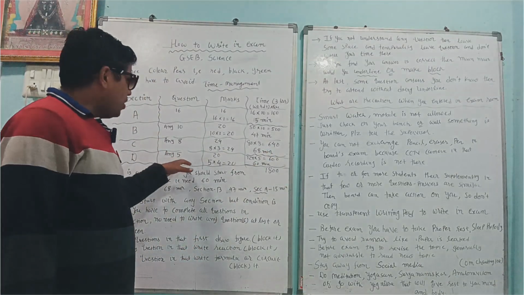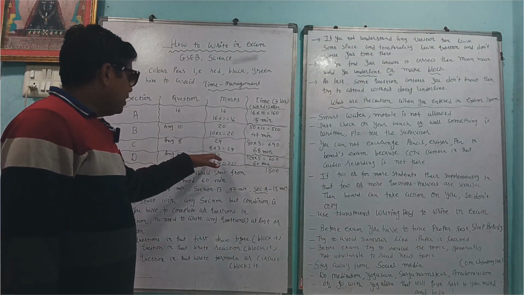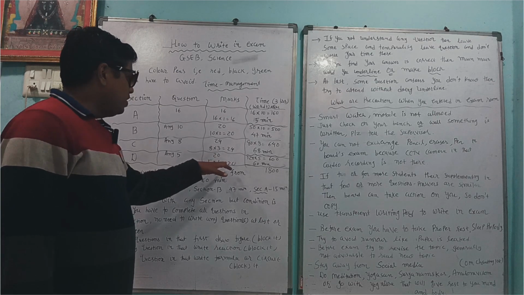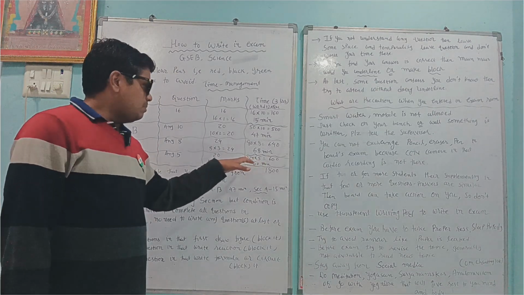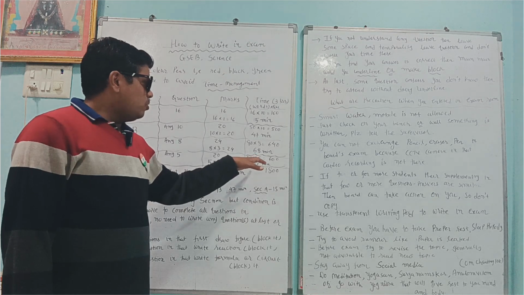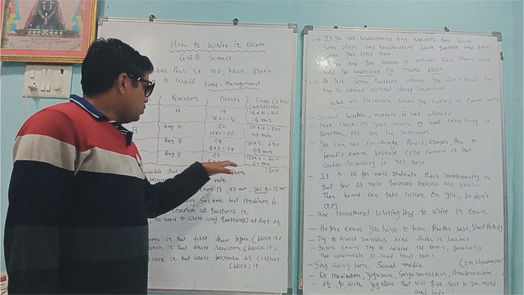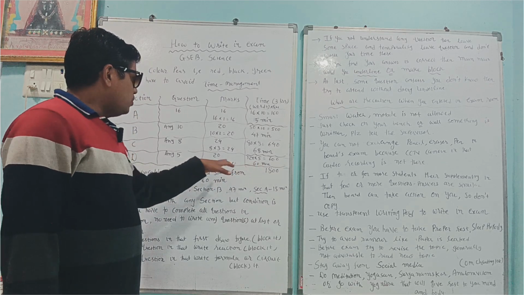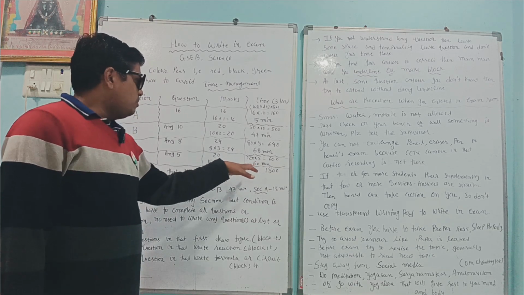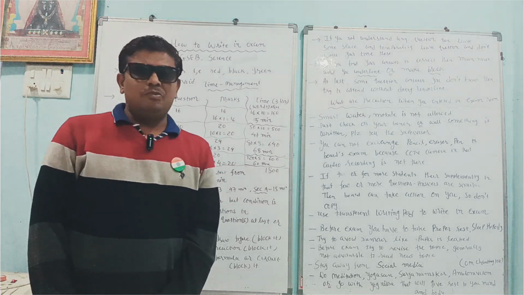Section D, in which any 5 questions are there and it carries 20 marks, so 5 fours are 20. In each question you have to write a maximum of 120 words. Okay, like that you have 5 questions, 600 words, so 60 minutes. So you have to write the 5 questions in 60 minutes. So each question you have to complete in 12 minutes.